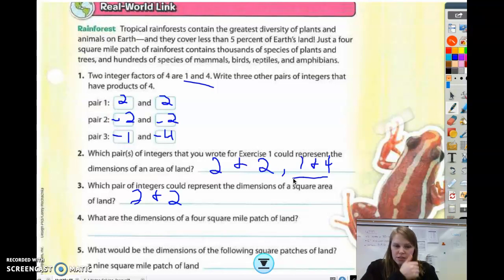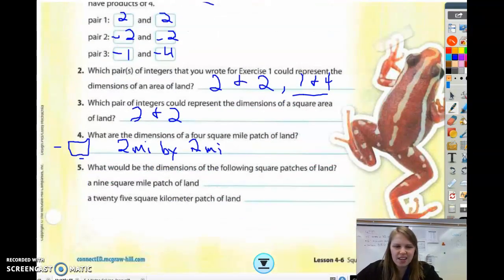So the next question says, what are the dimensions of a 4 square mile patch? So 4 square mile patch of land. And this side needs to be the same as this side, right? So wouldn't that be like 2 miles by 2 miles? That seems super simple. That's suspiciously simple. Alright, let's keep going.